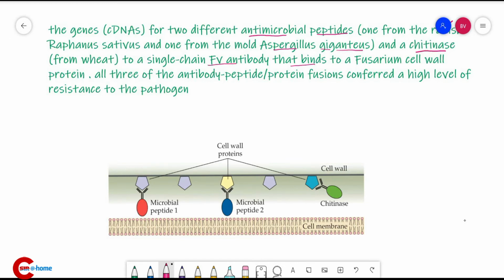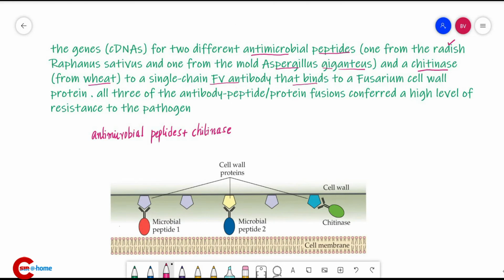In this picture you can see antimicrobial peptide 1, then antimicrobial peptide 2, then chitinase. These three are in fused form. And this is the antibody. You can see the antimicrobial peptide is bound to the fungal cell wall proteins. This can bind to the cell wall and degrade it. Chitinase is there.